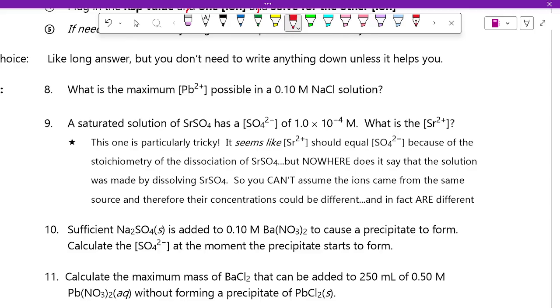Ignore number 9 for now, we'll come back to it, but take a read through numbers 8, 10, and 11 and see if you can recognize this type of problem. Chemistry is always so funny, I know, right? Laugh a minute.